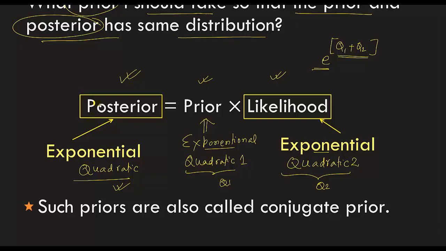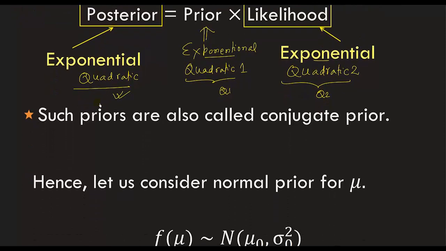Such priors are often called conjugate priors. So what is a conjugate prior? Conjugate priors are priors for which the prior and posterior distribution have a similar form.